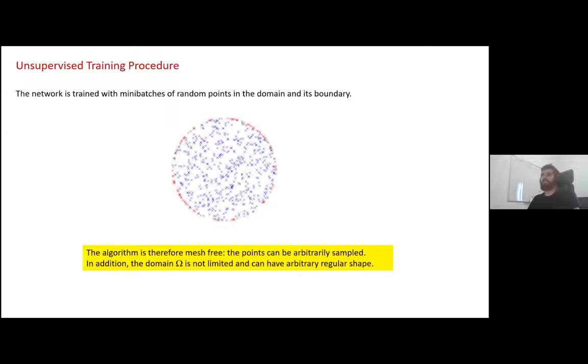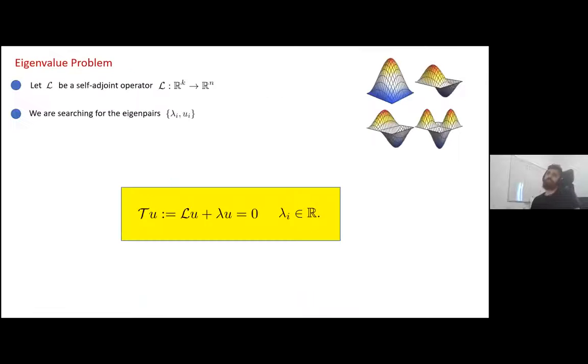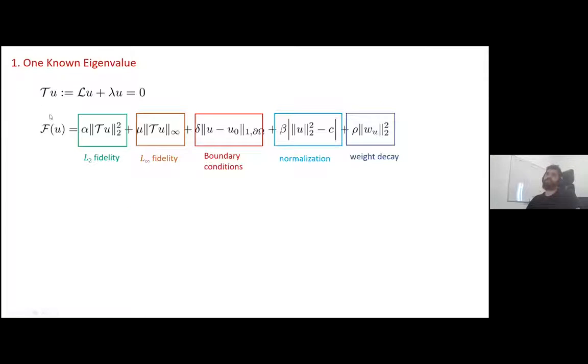And let's look at the training procedure. So we're looking at the eigenvalue problem. We have L that's self-adjoint, and we're looking for all the eigenpairs lambda_i, u_i such that Tu, as defined here, is equal to 0. This is the Tu from before, and then we can look at the loss function we use.